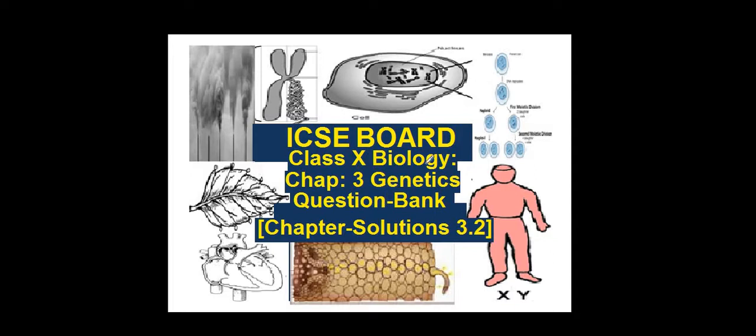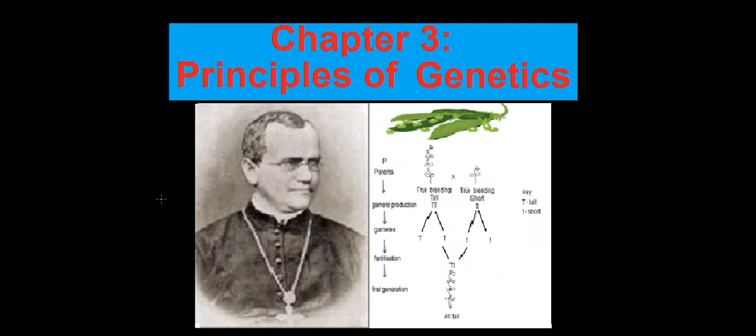We are with Chapter 3 Genetics and we are solving questions which are at the end of the chapter as a question bank, and this is episode chapter solutions 3.2. So our chapter is Chapter 3 Principles of Genetics. Let us move on to the last part of the exercise, that is of the question bank. Question E, and we are going to solve E.